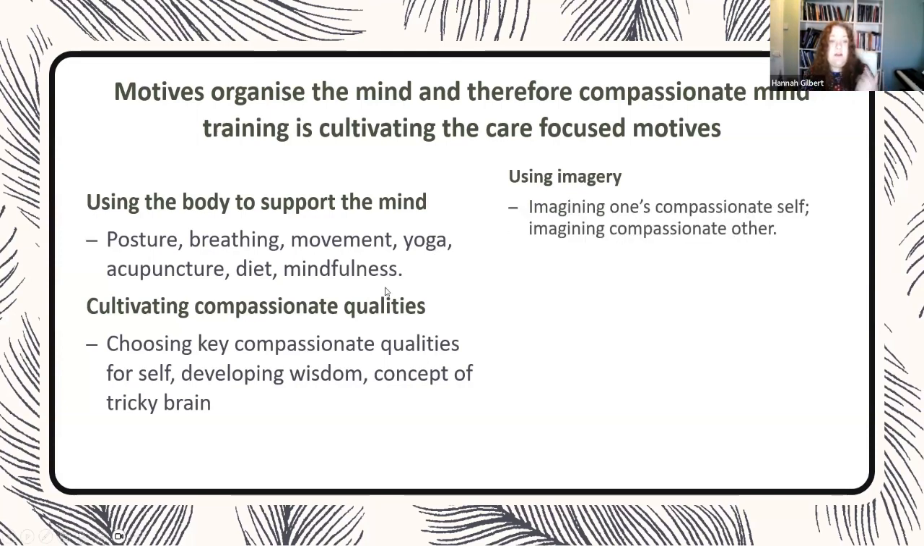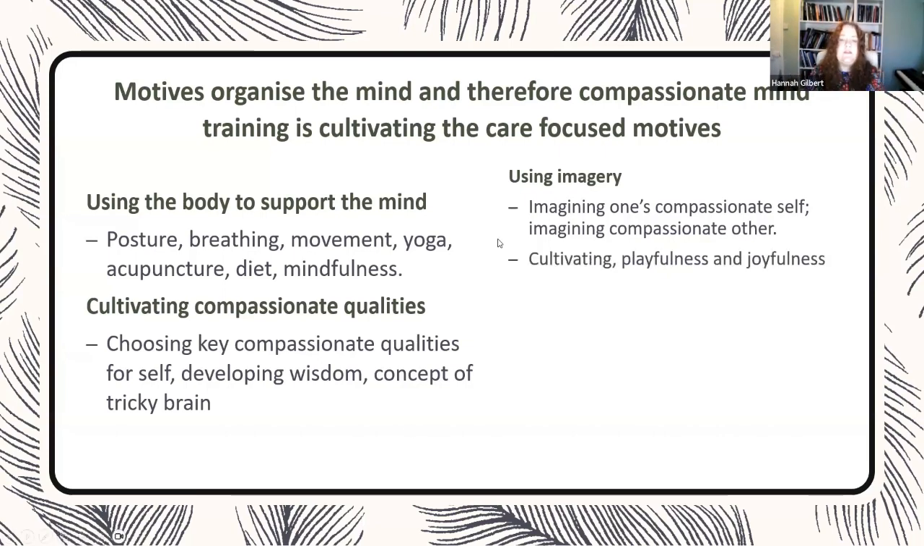Imagery. One of the things that we practice within mindfulness practice, or other kinds of compassionate mind training, is imagining what we would like to be, imagining what a compassionate self would be, also imagining our idea of a compassionate other. So who represents compassion to you? Who's a compassionate role model for you? What are the qualities that they have? How might they inspire you? And imagining engaging with somebody who is compassionate towards you, a being that has your best interests at heart.